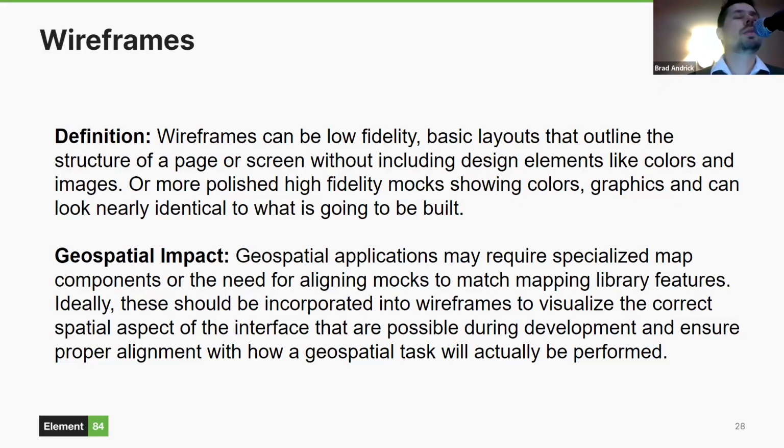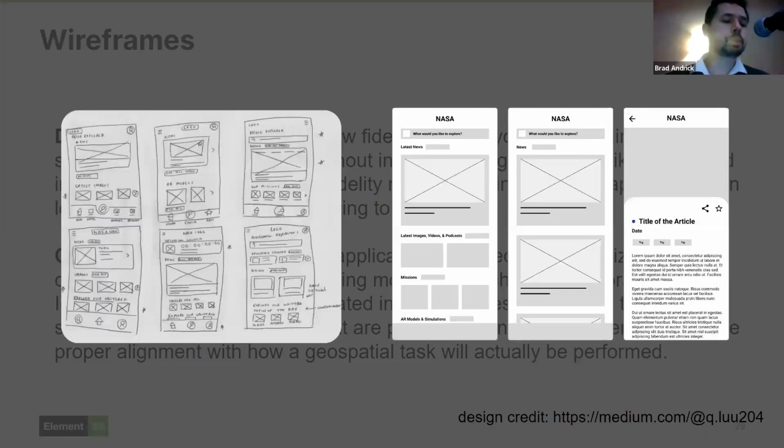Wireframes, the other one that we're going to get into in this session. Wireframes essentially are designs of what the application might look like. So these can be low fidelity, basic layouts, or they can be high fidelity polished mocks that actually look like the real application. And in the geospatial context, sometimes we're constrained by the mapping libraries that we are able to use. And so it's really important to think about that first so that our designs align with something that could actually be built. And so that's something that we want to consider in the geospatial world.